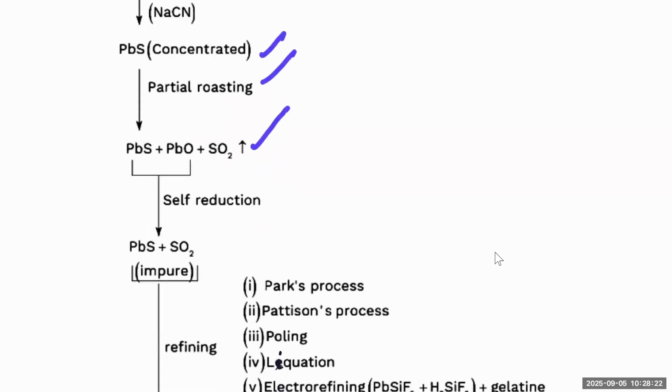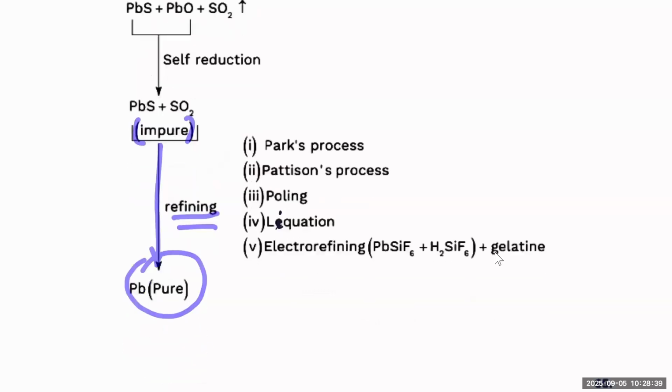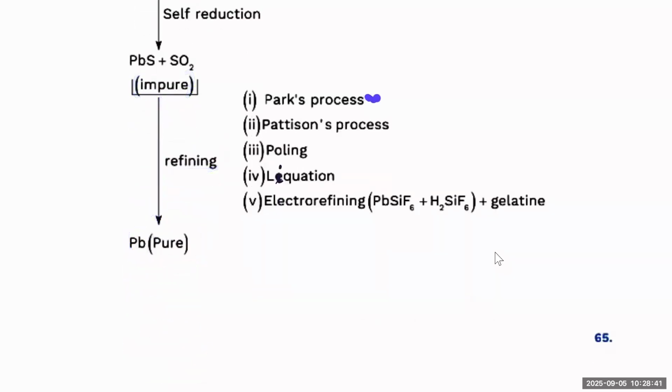Partial roasting, and from there self reduction is done. So we'll get Pb, and some amount of PbS plus SO2 will be present. That impure form, after refining, will become a pure form. There are a lot of methods here. We can use Parkes method, Pattinson's method, Poling method, liquation, as well as electro refining.